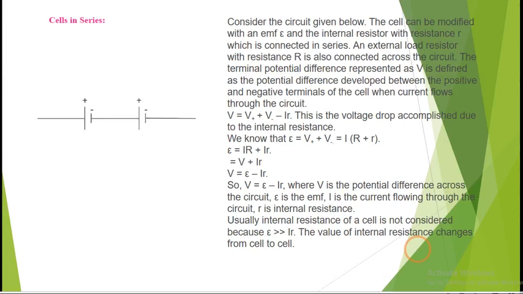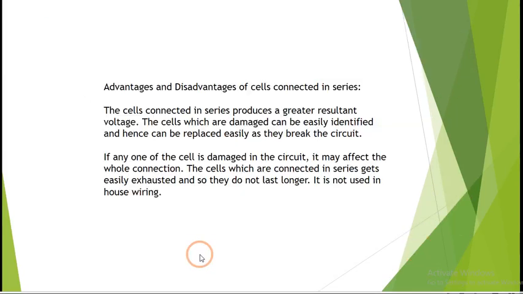Now there are a few advantages and disadvantages of cells connected in series. The cells connected in series produce a greater resultant voltage. The cells which are damaged can be easily identified and hence can be replaced easily as they break the circuit. Disadvantages: if any one of the cells is damaged in a circuit, it may affect the whole connection. The cells which are connected in series get easily exhausted and so they do not last longer. It is not used in house wiring.